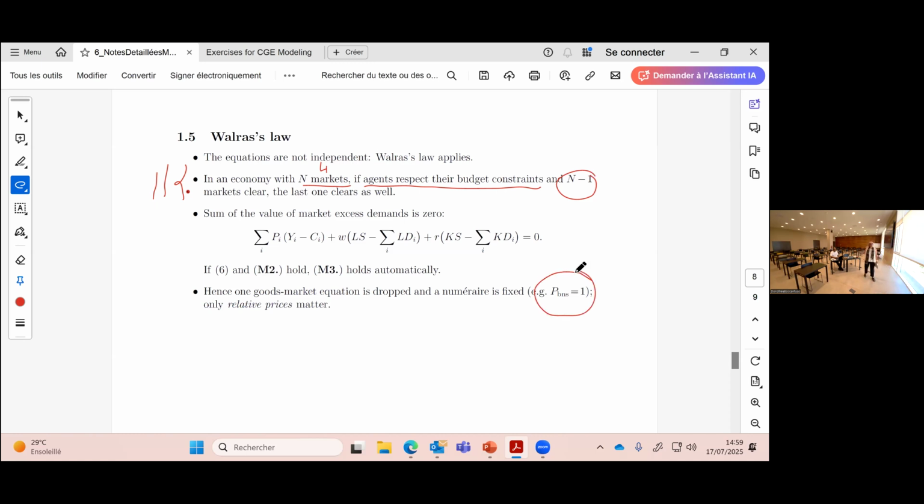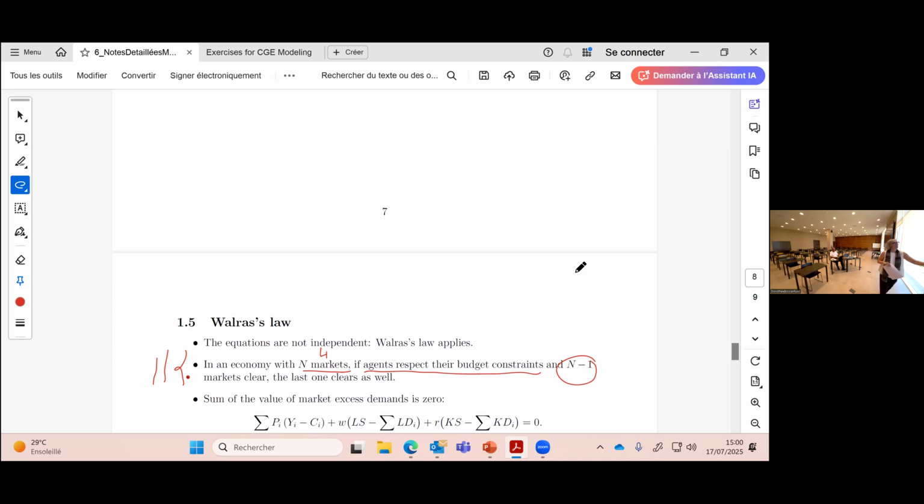We decide to take one price as exogenous, and we call this price the numéraire. The numéraire is one price that we fix. We can choose the value, but the convention is to put 1. It's easier for the system and to interpret. So we fixed one price and the 2 factor supplies, capital and labor, and now we have 13 equations and 13 variables. And if I go back, yes, I go back here.